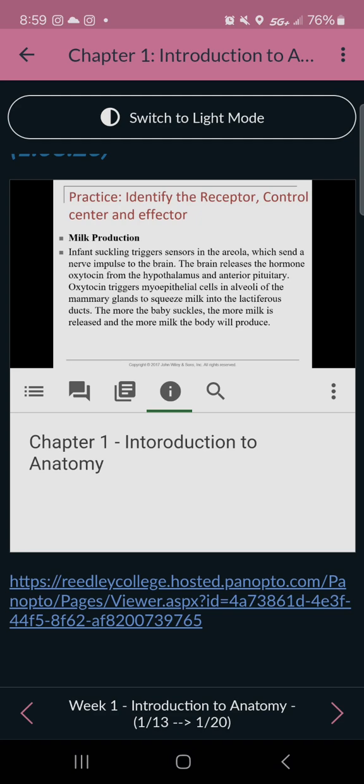So here the receptor is going to be the suckling, right? The suckling triggers the sensors in the areola. So the process of suckling is going to be the receptor, and then it's going to send nerve impulses to the control center, and the control center in this scenario is going to be the brain, right? And then the brain is going to interpret this input and send out an output to the effector, which is going to be release of hormone oxytocin from the hypothalamus and pituitary gland, right? And then the response in this case is going to be the production and release of milk. Okay, so this is a positive feedback response.